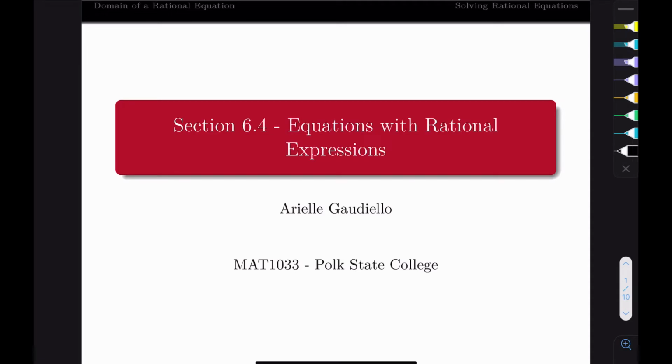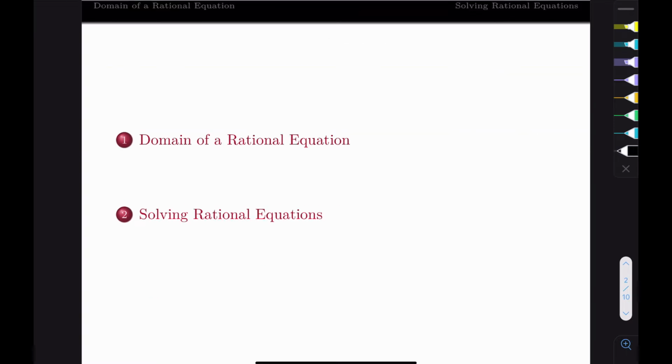Now that we've spent a ton of time manipulating rational expressions, we want to talk about how to solve an equation involving these fractions. We're going to go through two things. The very first is the domain of a rational equation, and then we want to figure out how to solve these, and we'll do a ton of examples.